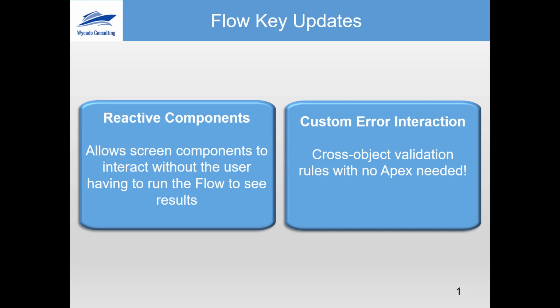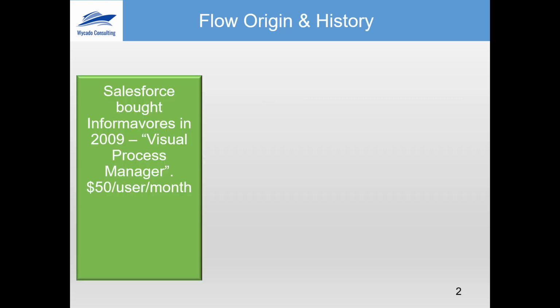Okay, but let's talk for a second just about where Flow has been here with Salesforce. It's a fascinating story, I think. If you look at the history of Flow, they bought this in 2009. It was called Visual Process Manager, and it cost $50 per user per month. And it seems like over time, Flow has had three distinct phases within Salesforce. This was the first phase. So they bought this thing, and Salesforce said, but what do we do with this? But it's pretty cool. That was kind of the first phase.